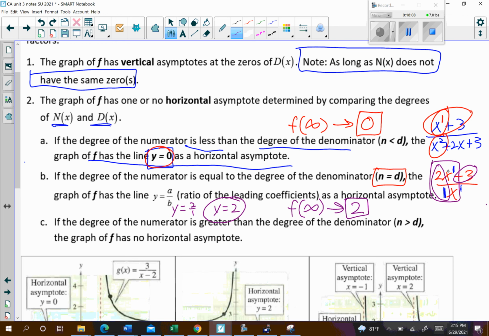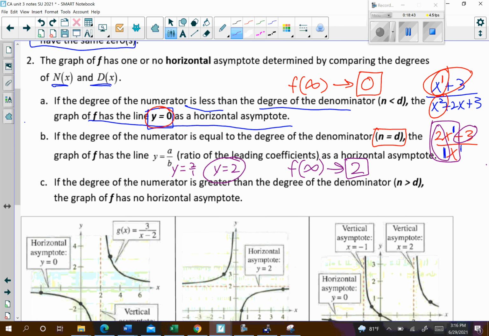So if the highest power on top and the highest power on bottom are the same, it could be a power of 1, 2, 3, whatever, you just take the ratio of the coefficients. All that other stuff is important, but when you're talking about astronomically large numbers, it's basically a moot point. Okay, the last one we actually aren't going to deal with in this course, but we'll mention it.